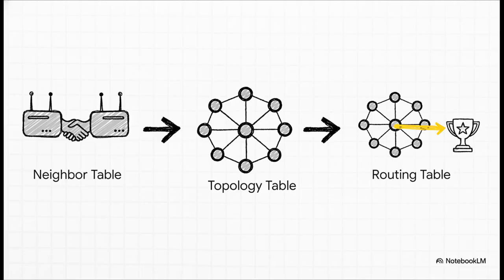So how does a router keep all this map data straight? Well, it uses three very distinct tables. First, it builds a neighbor table, which is basically its list of immediate friends. Then, using info from those friends, it puts together the topology table. That's the big one, the full map of every possible path in the network. And finally, from that giant map, it does the math and creates the routing table, which contains only the absolute best, most efficient routes to get anywhere.